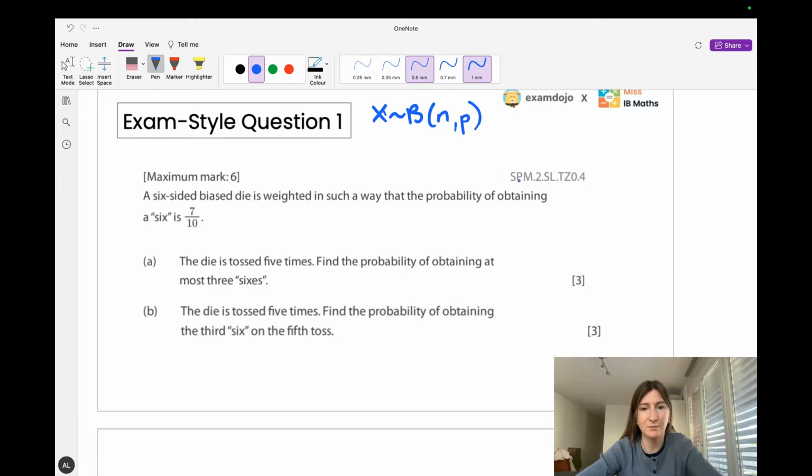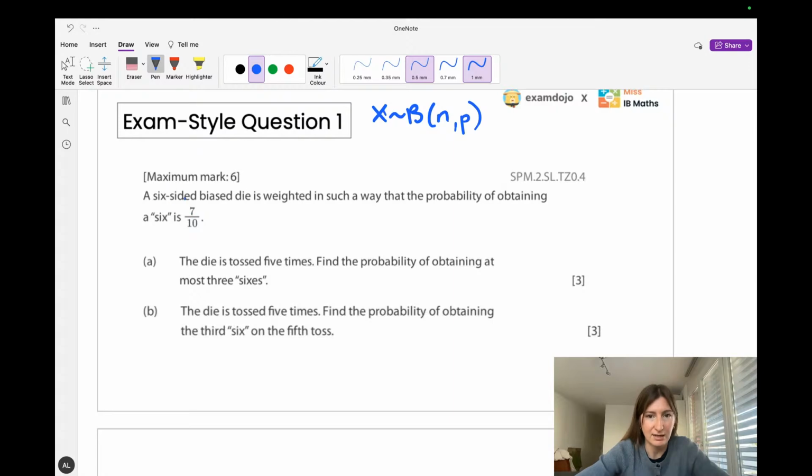This is from the specimen paper, just so you know. It's paper 2 as well in the SL. So a 6-sided biased die is weighted in such a way that the probability of obtaining a 6 is 7 out of 10. Let's take some time just to break that question down. Sometimes they can be quite overwhelming and you're like, what do I need to find? What are we looking at?